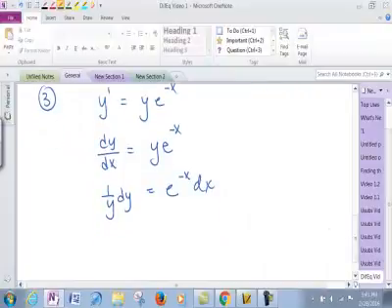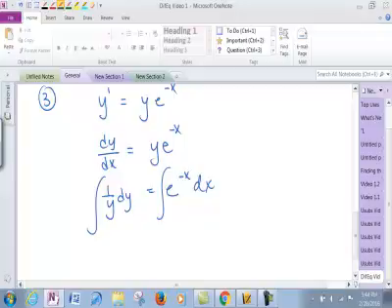multiplying. Sorry about that. So we've separated, now we're ready to integrate, and the integral of 1 over y is the natural log of y, and the integral of e to the negative x is e to the negative x, and don't forget the reverse chain rule there, so we have a negative in front and plus c.